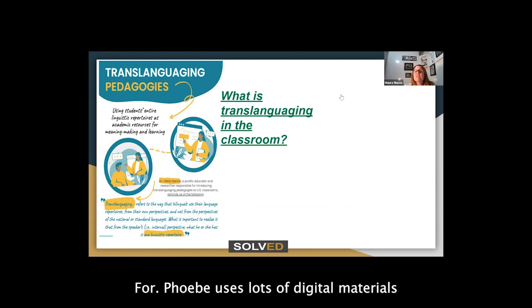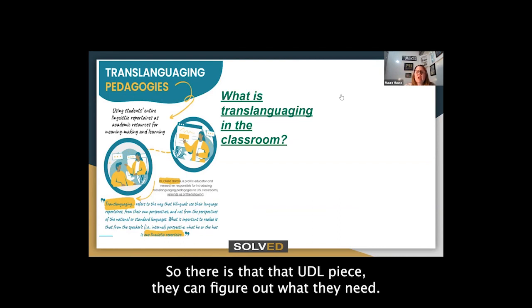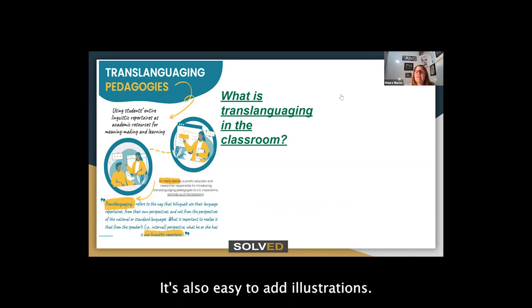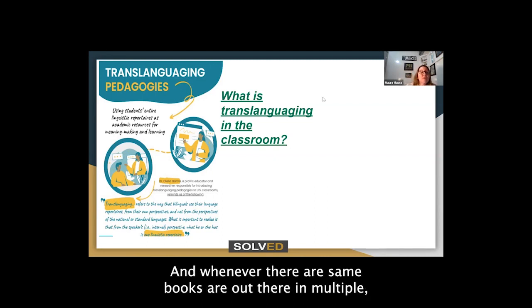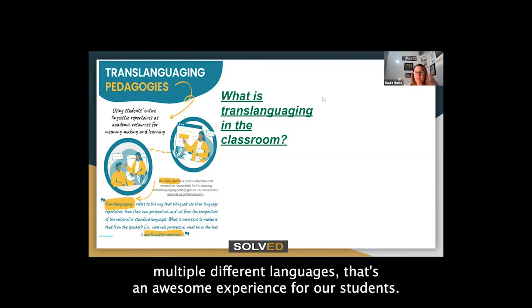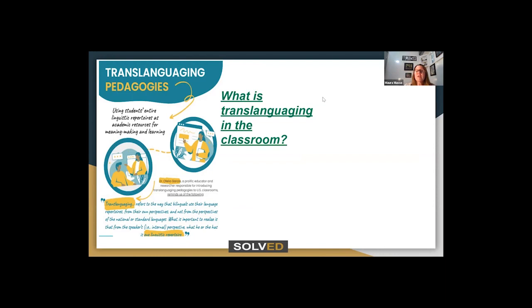Phoebe uses lots of digital materials, so students can translate as needed. So there's that UDL piece, they can figure out what they need. It's also easy to add illustrations. Sometimes I have the English book available side by side with the Spanish version. Yes, and whenever the same books are out there in multiple different languages, that's an awesome experience for our students. Felicia creates a multilingual Pictionary. That's awesome. I love that idea.